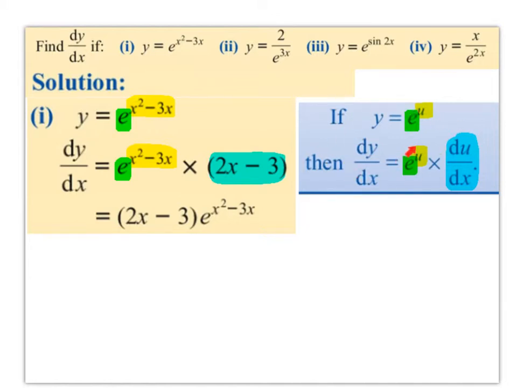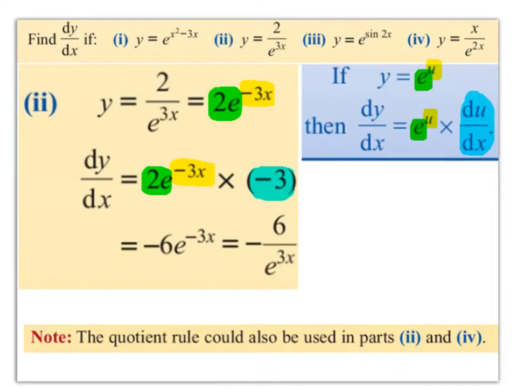So we just basically write down what we're given. So e to the power of u is e to the power of x squared minus 3x. And then we get du dx, which is the derivative of the index. So the derivative of x squared is 2x, the derivative of minus 3x is minus 3. And then we just multiply, so we stick them together. So we end up with 2x minus 3 times e to the power of x squared minus 3x.